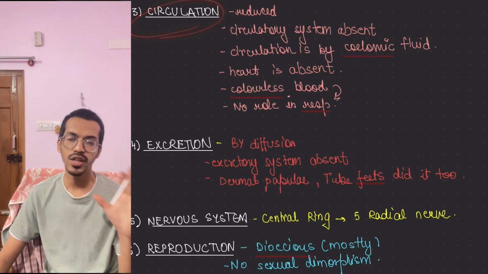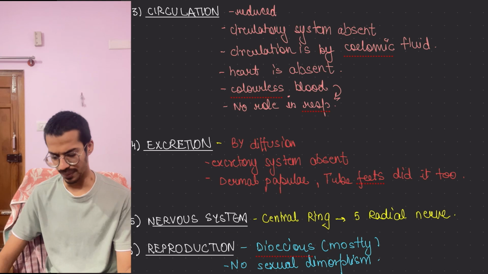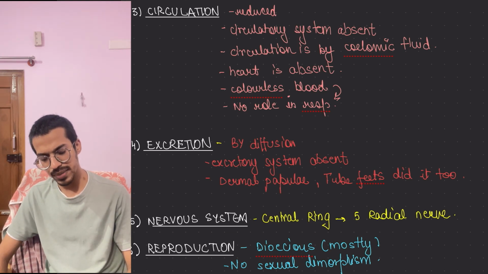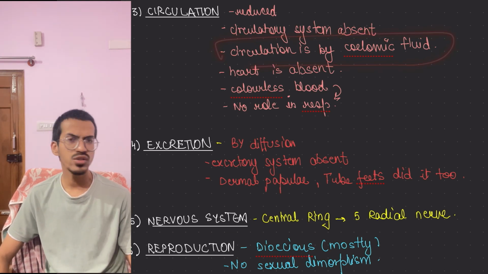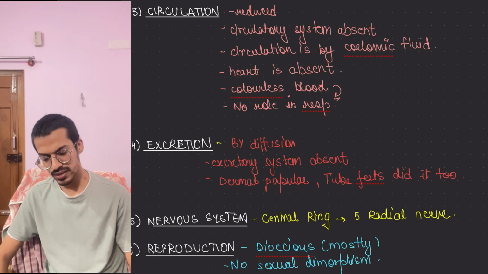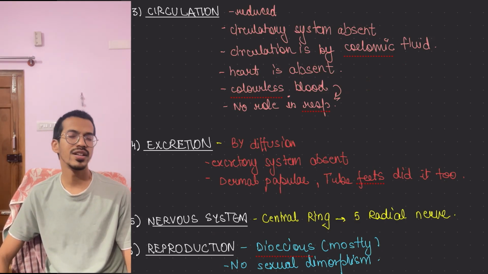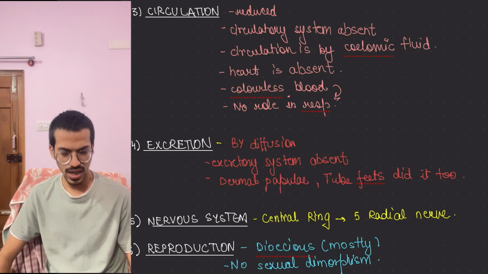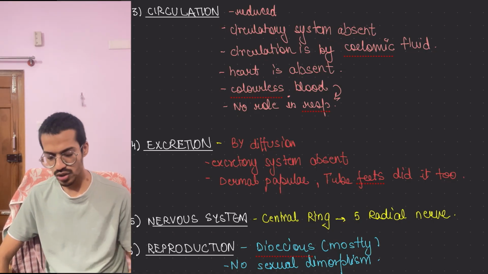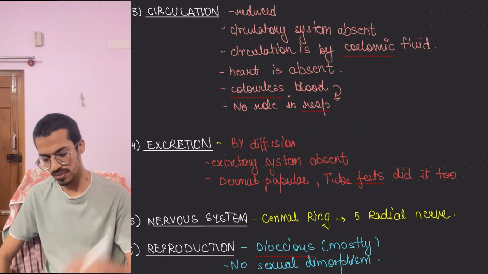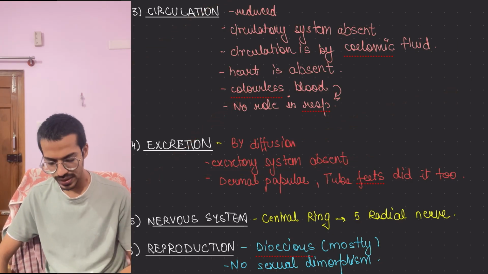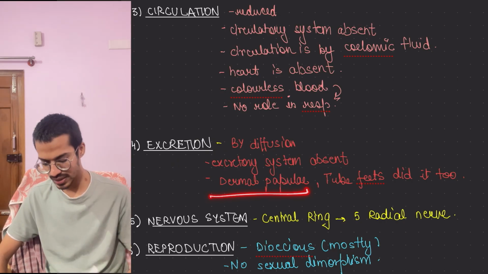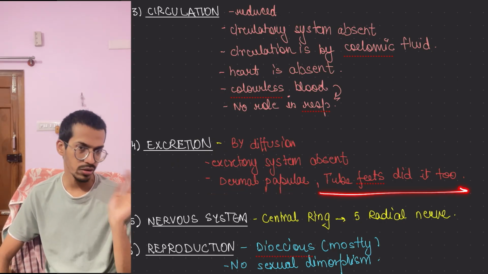They have a reduced circulatory system, almost absent, and the circulation takes place by the coelomic fluid. Heart is not present in their body. Their coelomic fluid has no role in respiration, it just helps in the movement of substances, that's it. Then excretion takes place by diffusion. Excretory system is also not present, so both systems are not present. So how will they do it? By the dermal papillae. First we said that tube feet also do the same work.